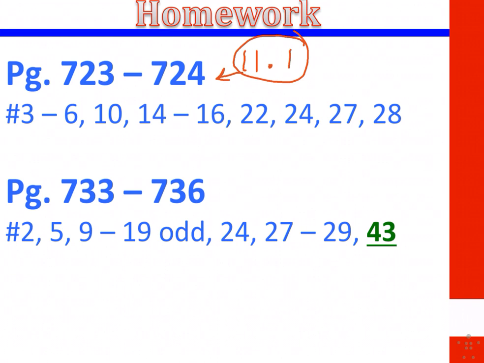Originally I was going to do 11.2 in this video also, but it's running a bit long, so I'm going to stop it here. Just note that the top half of this document, the first set of pages, 723 to 724, is going to be the associated 11.1 suggested homework. So give that a shot, and that concludes our lesson.